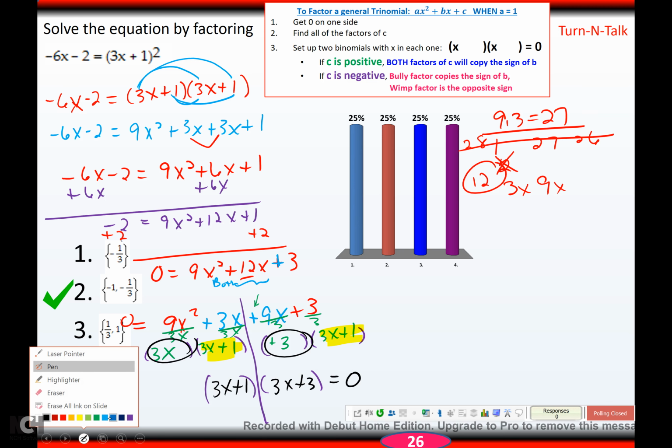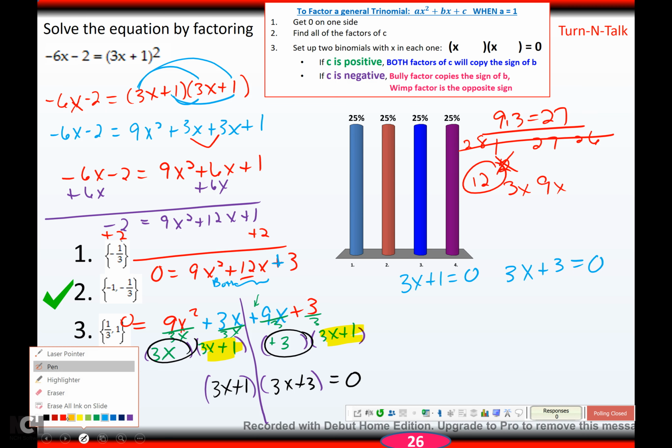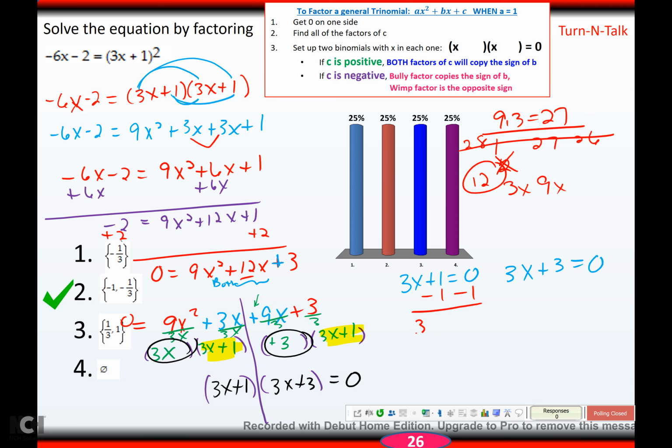Now to solve, we have to set them to 0. So either 3x plus 1 equals 0, or 3x plus 3 equals 0. I could factor 3 out of that. Anyway, to solve the first one, I'm going to minus 1, 3x equals negative 1, divide by 3, x equals negative 1/3. Minus 3, 3x equals negative 3, divide by 3, x equals negative 1.